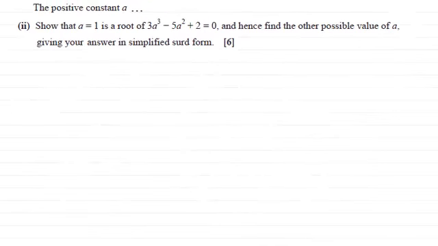Hi there. Now in the first part of this question we were given that the positive constant a, and so on. We don't need the rest of the original question, but just to know that a was a positive constant. For this part we're asked to show that a equals 1 is a root of this equation, 3a cubed minus 5a squared plus 2 equals 0, and hence find the other possible value of a, giving your answer in simplified surd form.